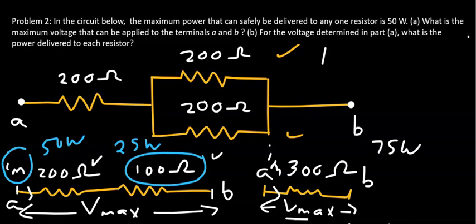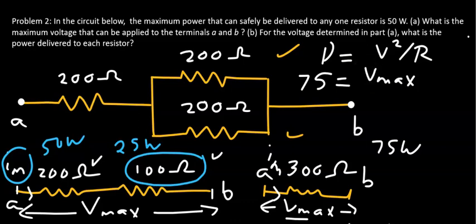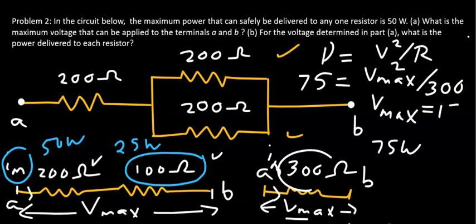Note, another expression for power is the potential difference squared over resistance. So in this case, the power is 75 watts. The potential difference is what you want to determine, Vmax, so square that, over the total resistance, which is 300 ohms. And you end up with the answer for Vmax as 150 volts. So that is the answer for part A.